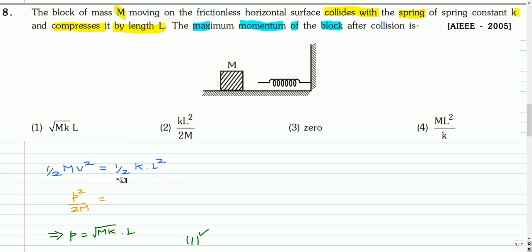So these two energies should be equal because there is no loss of energy. And this half mv square can be written as P square by 2m, where P is m into v, the momentum of the block. So from this we get the momentum P as square root of m into K into L. So the correct option is option 1.